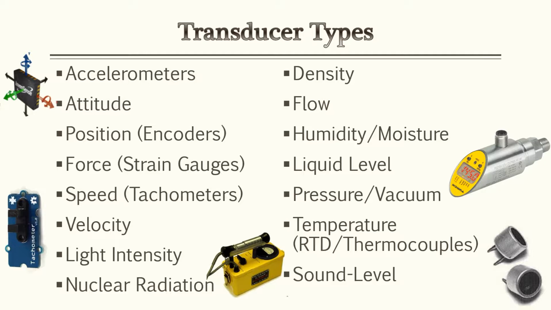Now, when referring to transducers or sensors, there's an endless inventory of transducers and sensors out in the real world. Unfortunately, it's very difficult to keep up with all the latest and greatest types out in the field. However, we're just going to go over a few of the most common types. We're going to go over RTDs, strain gauges, and encoders for this particular lesson.